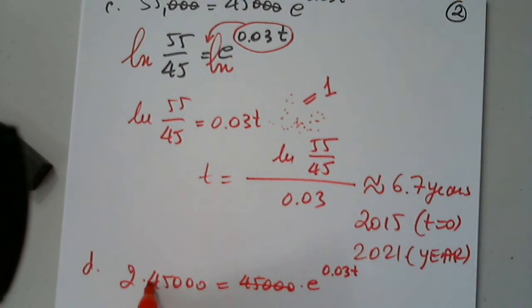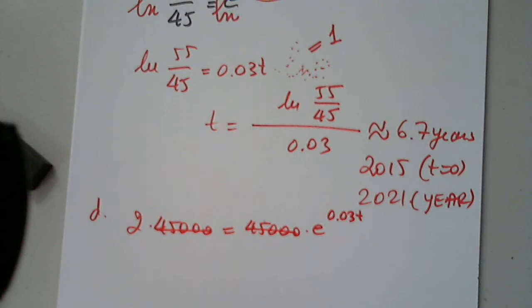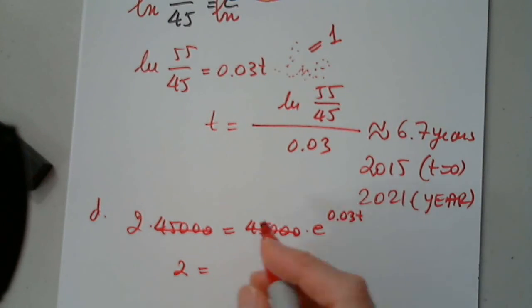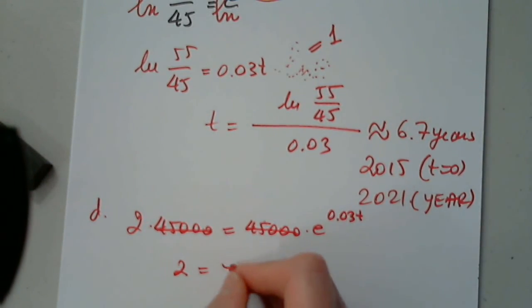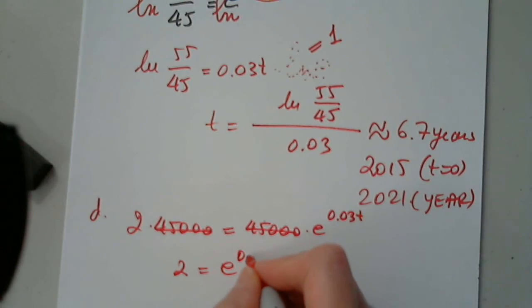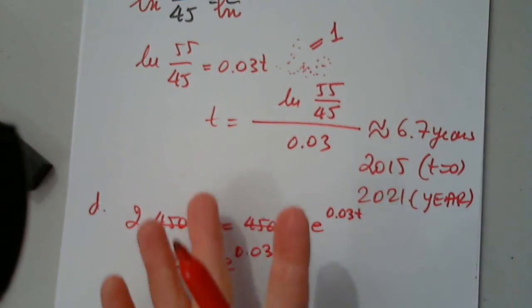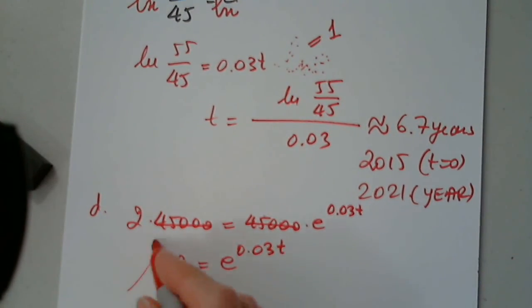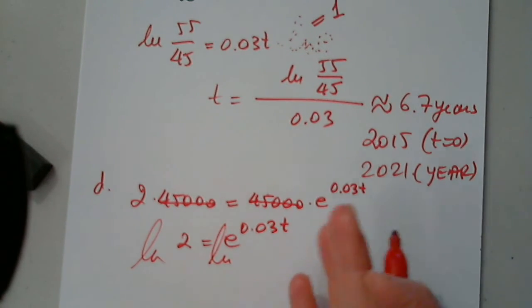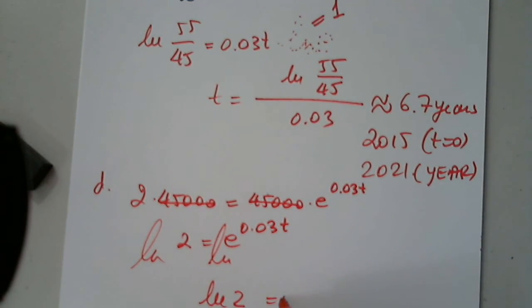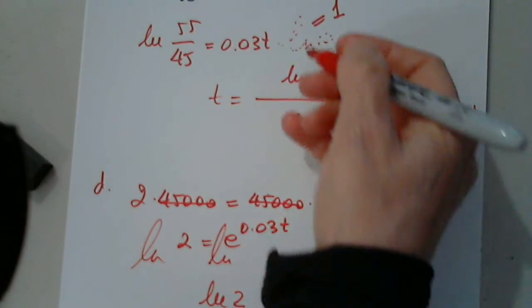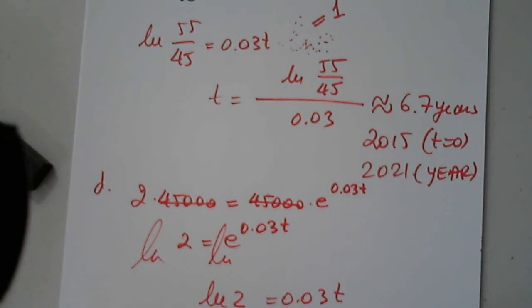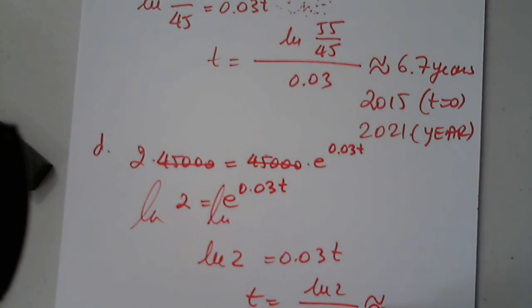Why? Because I divide both sides by 45,000. What's the point in multiplying and writing 90,000? So the equation is now 2 equals e to 0.03t. Good. And now exactly the same procedure. I apply natural log to both sides. Everything is the same. Natural log 2 equals 0.03t. So I divide by it. Exactly the same steps.